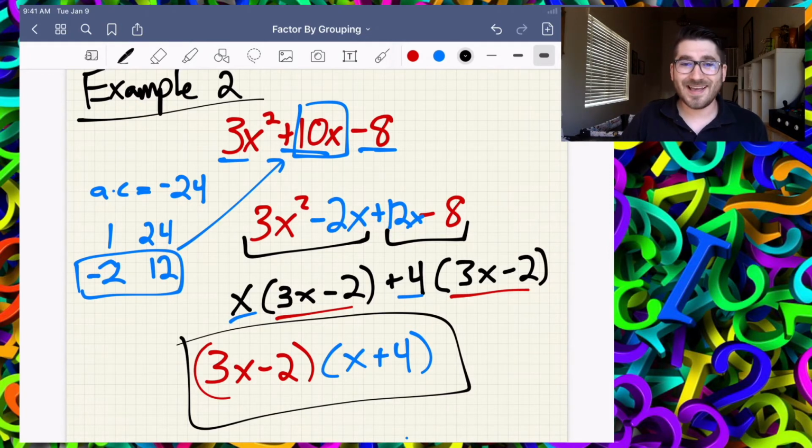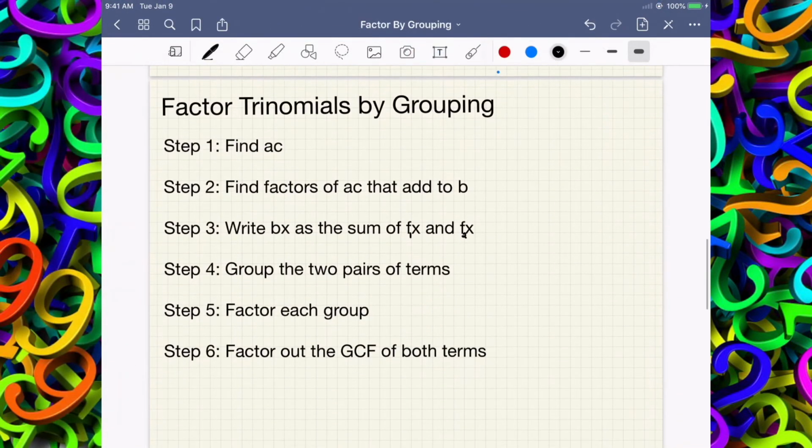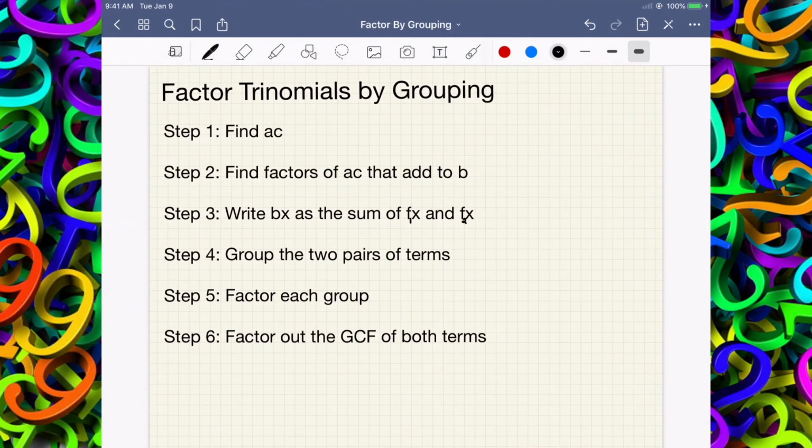Lastly, let's take a look at the steps we just did in those two examples. Let's lay them out. So to factor trinomials by grouping, the first thing we did, step 1, was to find the value of a times c. Step 2, we found the factors of that add up to b, that middle term. We then rewrote that middle term, bx, as the sum of our first factor, f1 x, and our second factor, f2 x. In these steps, I wrote f1 and f2, respectively.